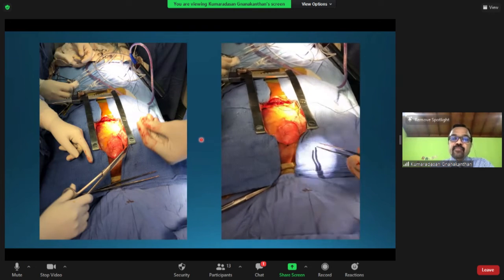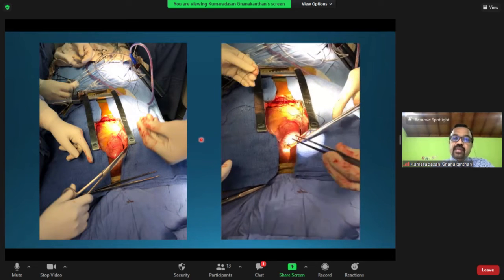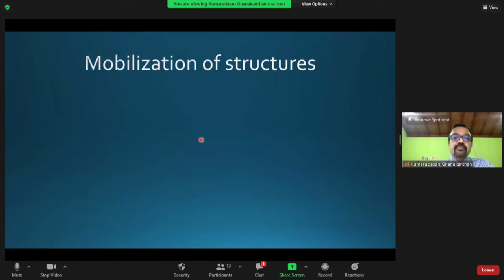These are different pictures I'm showing you of how the pericardial reflection is being attached to the skin. And once the pericardium is hitched to the skin, then we have to mobilize the structures. There are 2 ways of doing it. One is before you go on bypass, you can mobilize the structures, especially the ascending aorta and proximal arch, from the pulmonary artery, the main pulmonary artery and the right pulmonary artery.